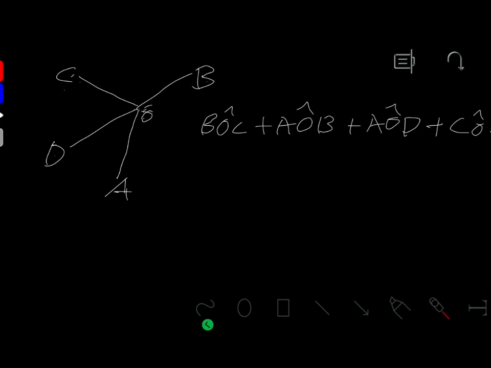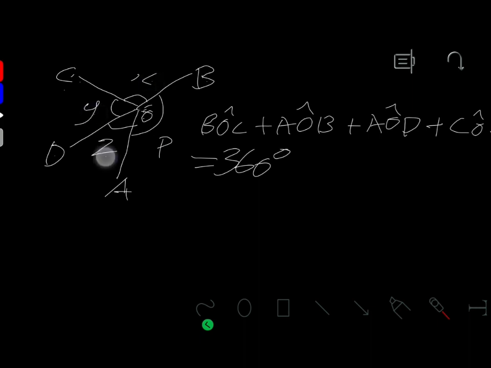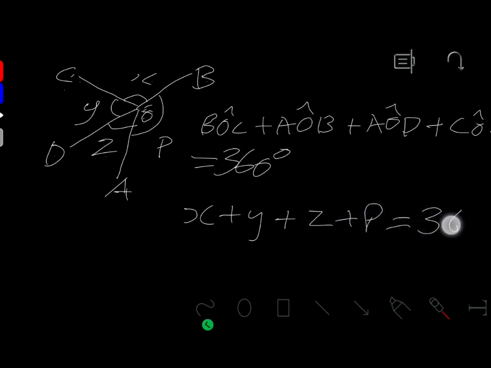Let me put it down here. Run out of space on the other side. So 360 degrees. Always have that in mind. Everything will add up to 360 degrees. So let's assume this place is X, this place is Y, this place is Z, and this section is P, right? It's the same thing. It will be X plus Y plus Z plus P equal to 360.